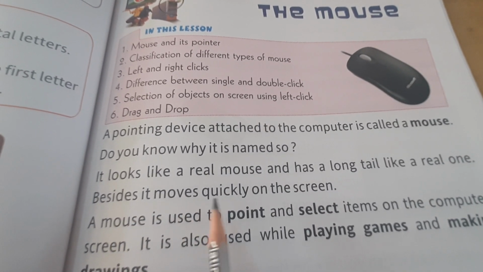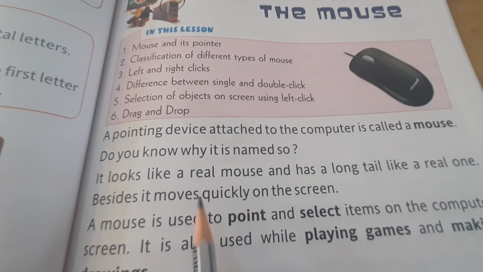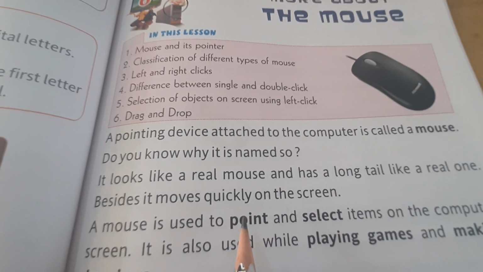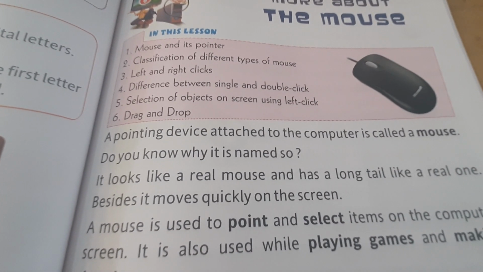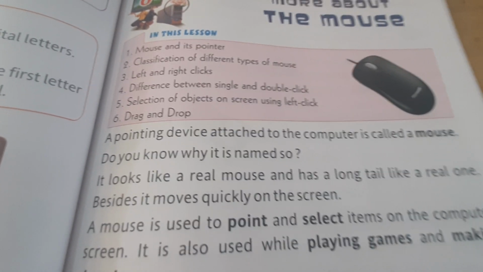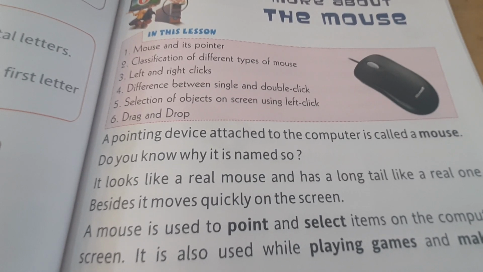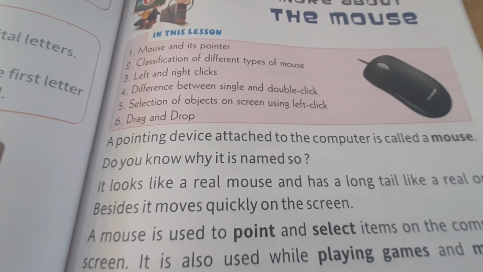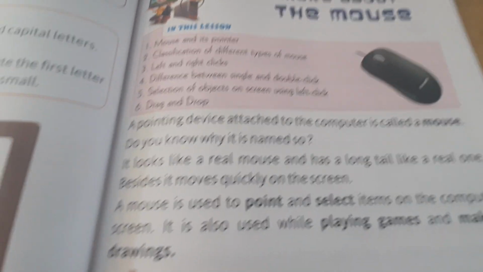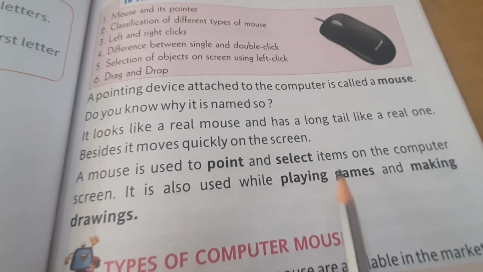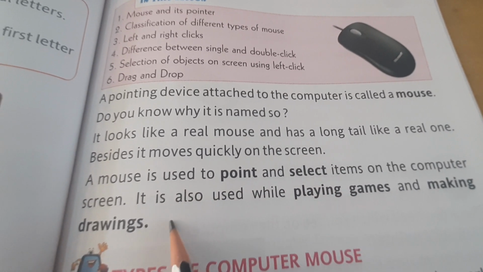Besides, it moves quickly on the screen. Just like the real mouse, when we move the mouse attached to our computer, it moves very quickly, and along with that movement, the pointer or cursor movement is also related to it, so it also moves very fast. A mouse is used to point and select items on the computer screen.